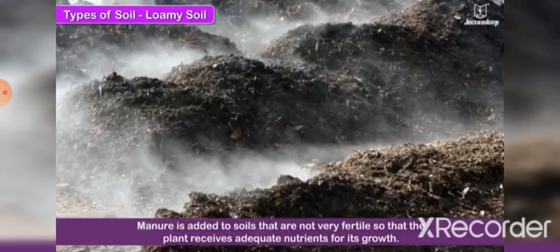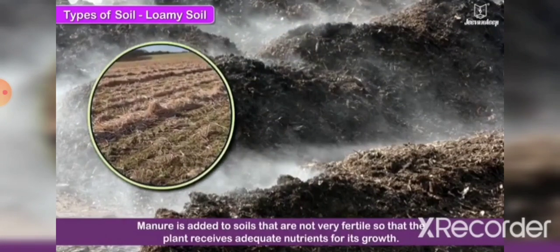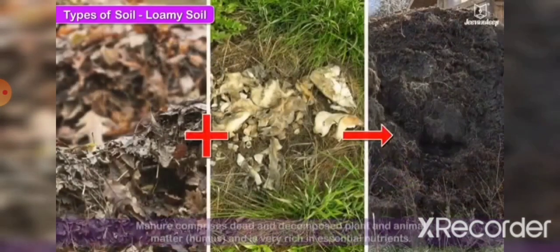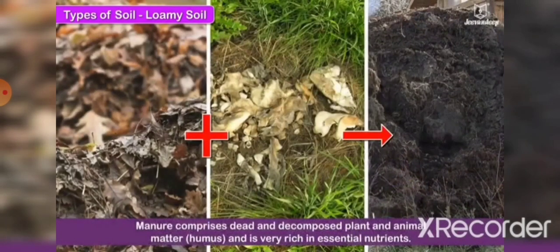Manure is added to soil that is not very fertile so that the plant receives adequate nutrients for its growth. See, here you can see the manure is being added so the plant has grown much better. Manure comprises dead and decomposed plant and animal matter, that is humus, and is very rich in nutrients.